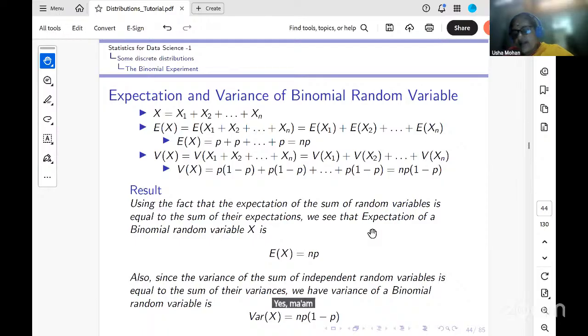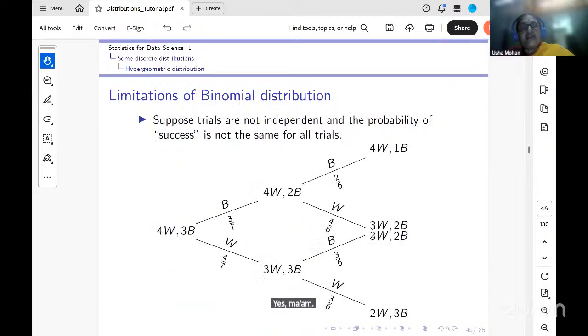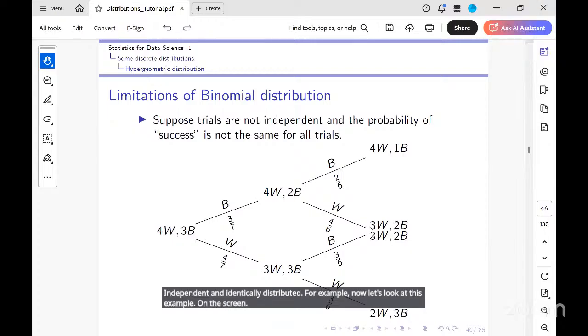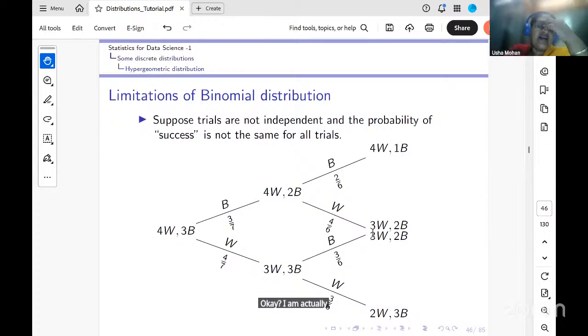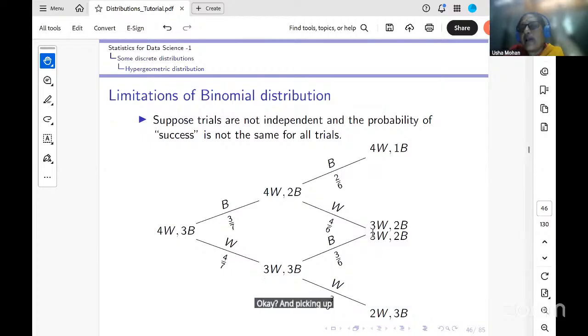So the limitation is this independent and identically distributed. For example, now let's look at this example on the screen. Suppose I have a box with 4 white balls and 3 blue balls. Let me describe this experiment now. Carefully listen to it. I am picking up one ball, noting the color and returning that ball to the same box. I am picking up another ball and noting the color.